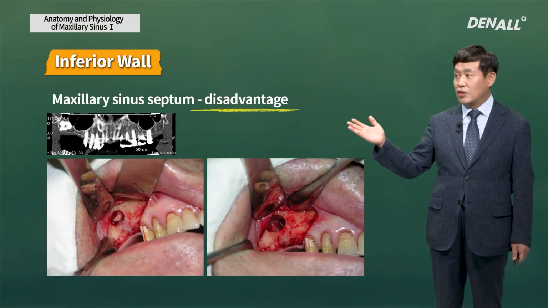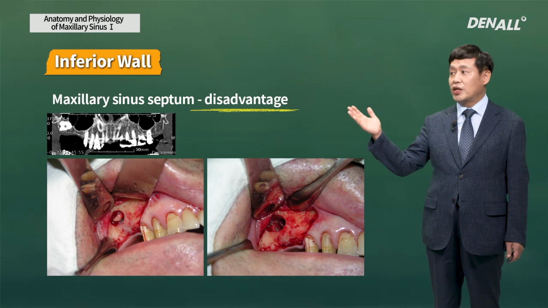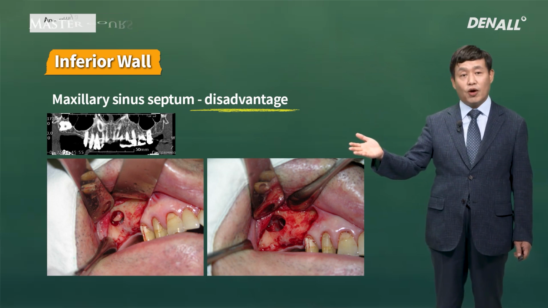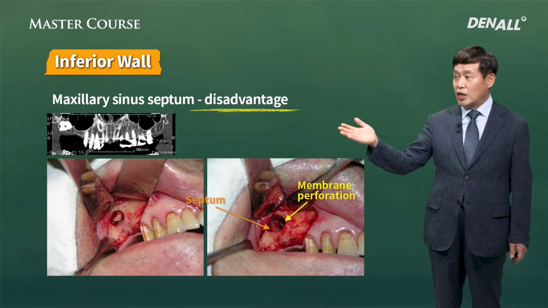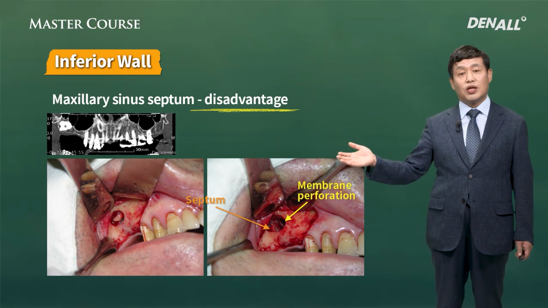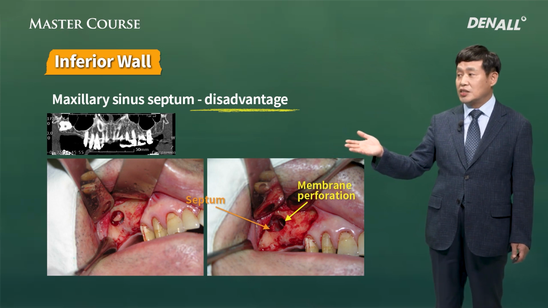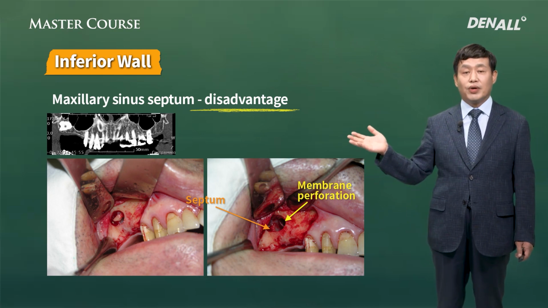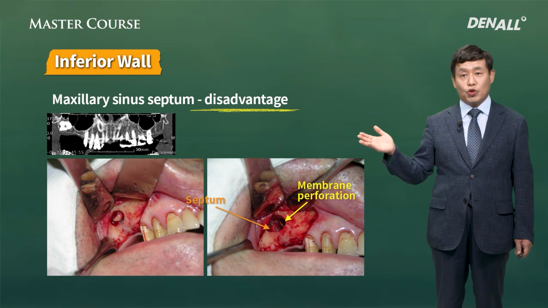This case you already saw. The patient didn't want the extraction of the impacted number 8. A window is created, and you can see a septum here. Because of the septum, the sinus membrane can easily be perforated.